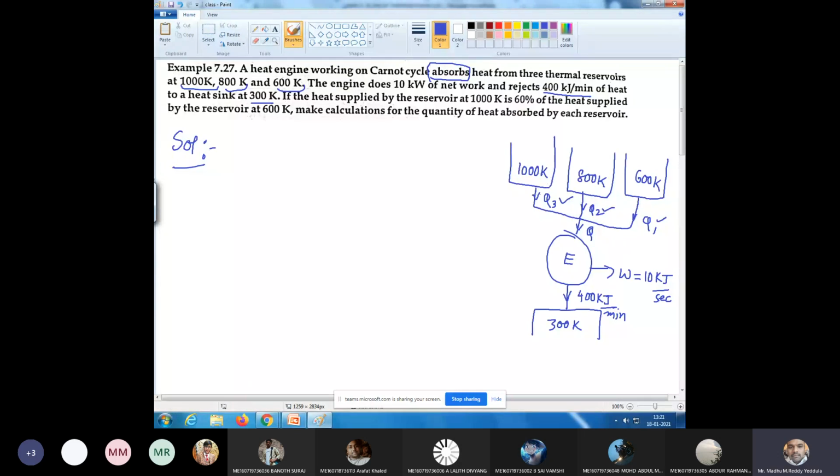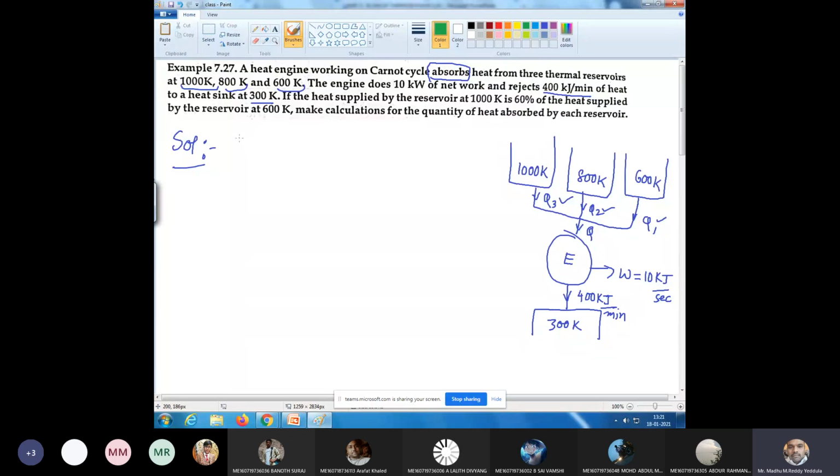Okay, right. So now if you see, we don't know how much amount of heat is supplied. Do you know the total heat supplied to the engine? No, sir, we don't know, right? But we know the work done by the engine. We know heat rejected also. The only thing is we should balance the units.